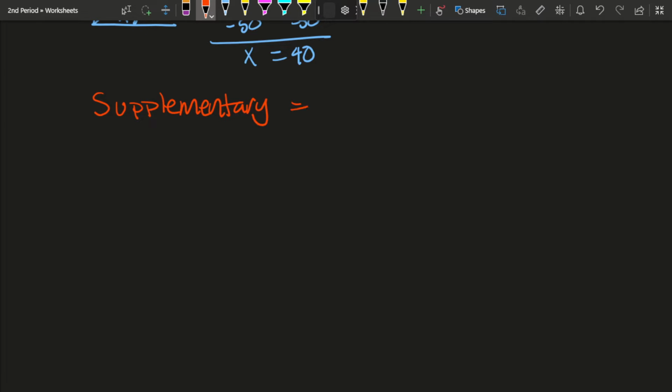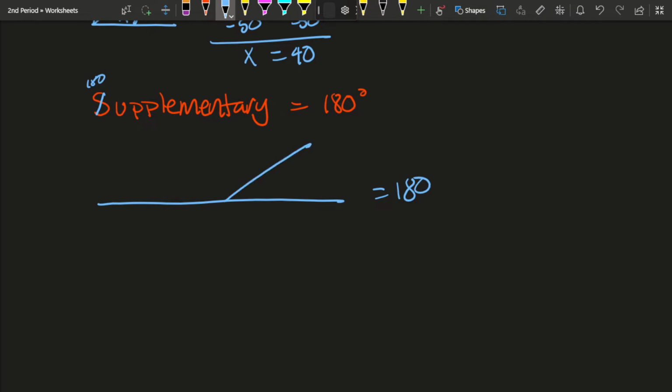And these are going to add up to 180 degrees. A good way to remember that this is 180 is if you make a cross like that, that looks like an 8 for 180. Now, supplementary angles, they're going to make a straight line. And there's going to be two angles that when you add up to 180.